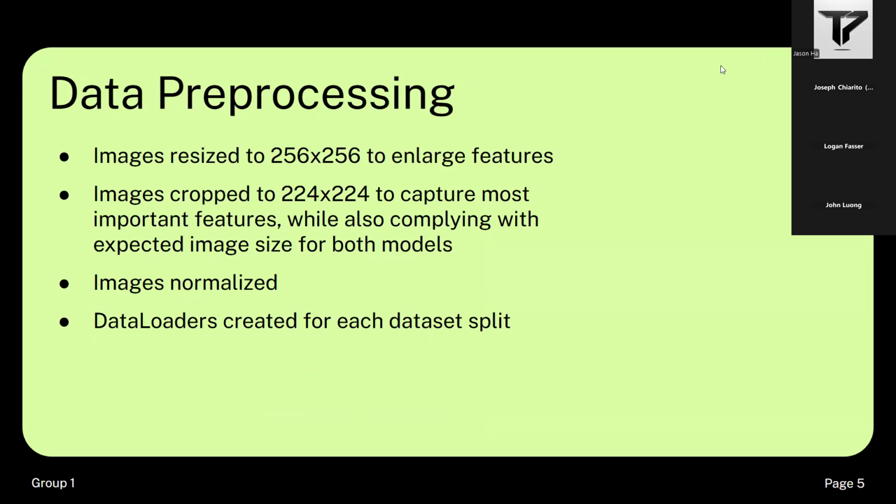For pre-processing, we first resized images to 256 to enlarge the features. Then we cropped them to 224 by 224 to capture the most important features, and then applying with the expected image size for both models. Then we normalized the images, and then finally we used data loaders and created those for each dataset split.